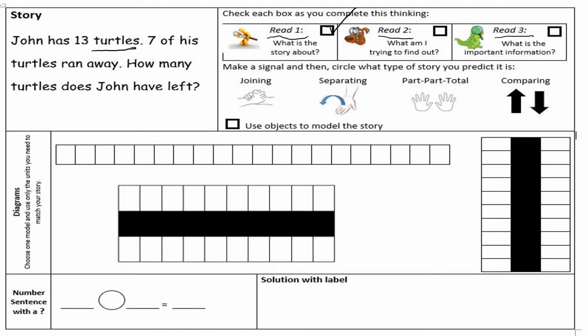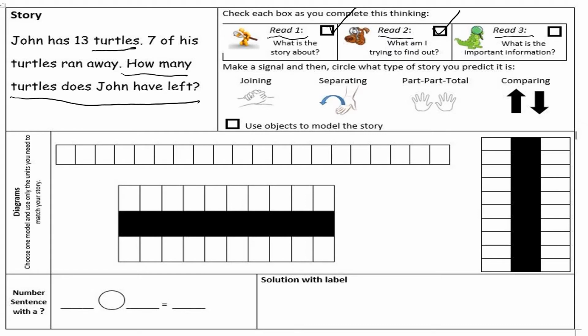So let's read it one more time. John has 13 turtles. 7 of his turtles ran away. How many turtles does John have left? So by reading it again and thinking about what I'm trying to find out, I'm trying to find out how many turtles does John have left? And now I can check that off.